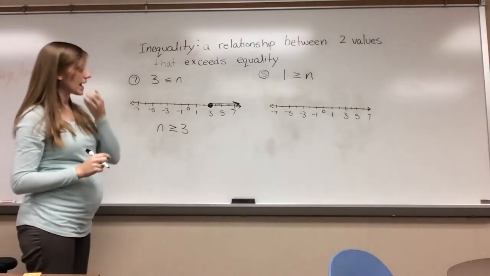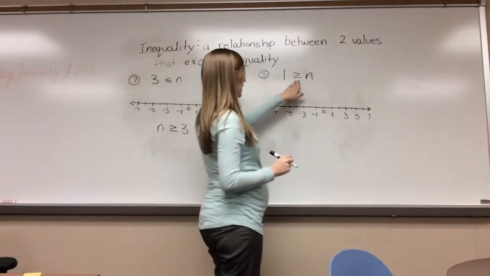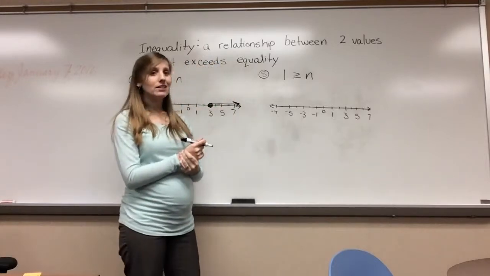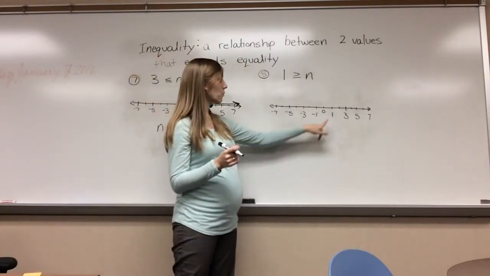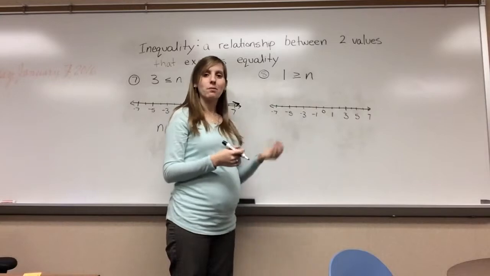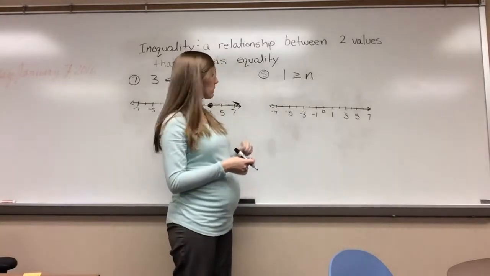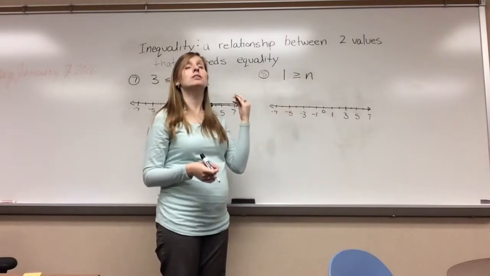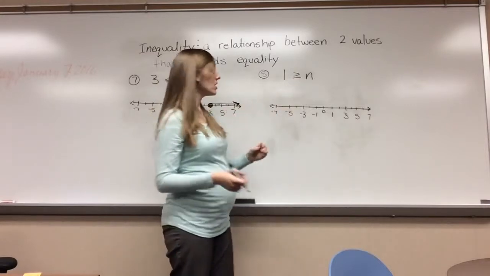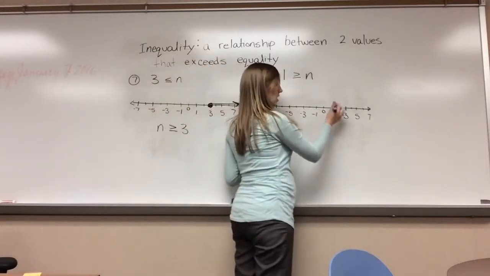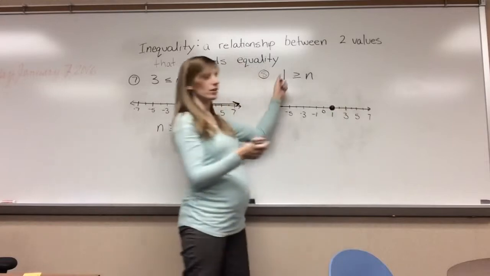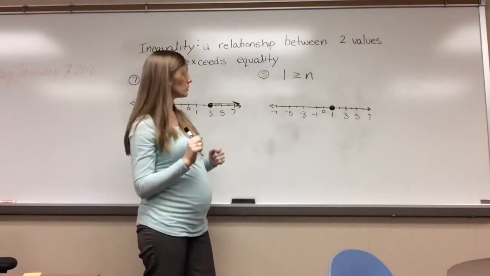For problem number 8, we have 1 is greater than or equal to n. My starting point is the 1, so I need to go ahead and put a point at 1. To determine if it's open or closed, look for the equal to bar. In this case, we do see an equal to bar, so that means it's going to be a closed dot. So I'm going to go to positive 1, I'm going to put a dot here, and I'm going to close it in. That means 1 is a solution for this inequality, because it's equal to.